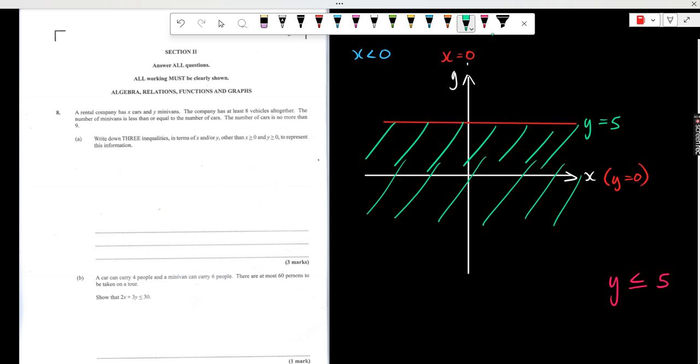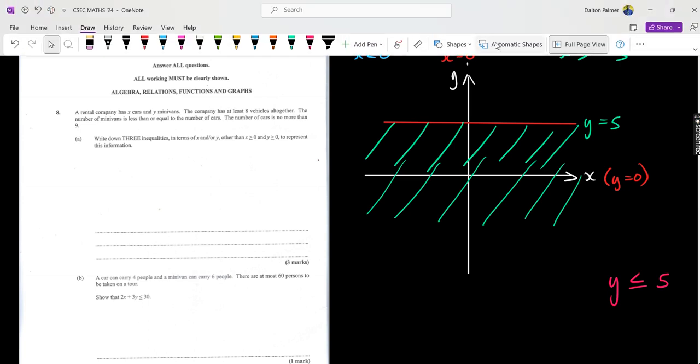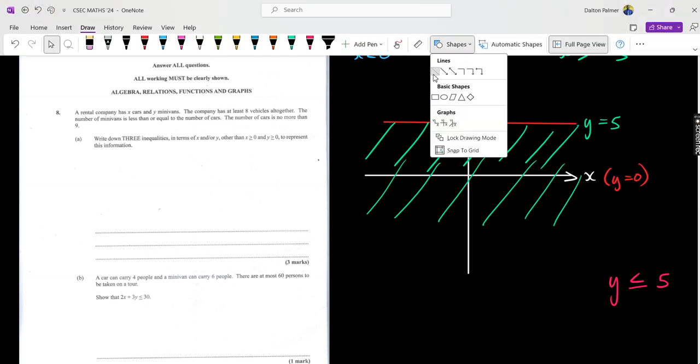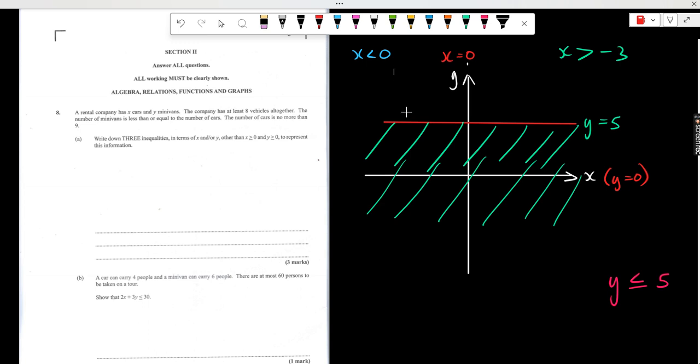Okay? Now suppose I want to represent something like this. Suppose I want to represent x is greater than negative 3. The first thing I must do is to sketch or draw the line x equals negative 3. Let me just draw a line there to represent x equals negative 3.